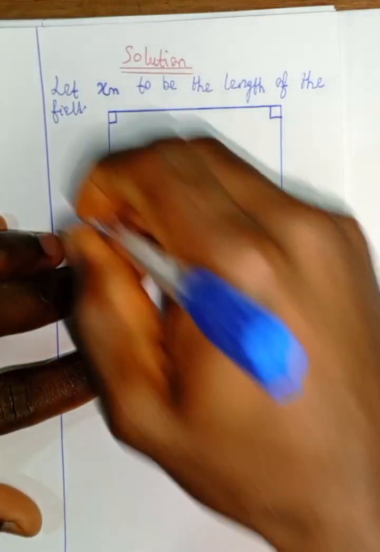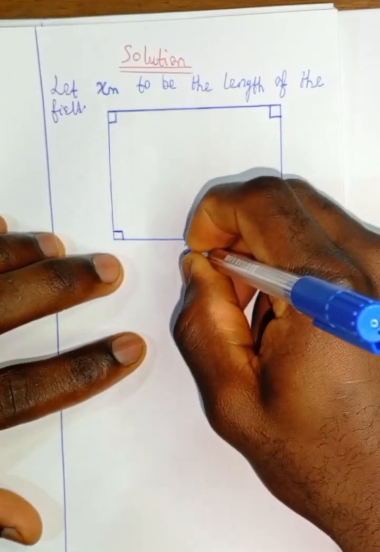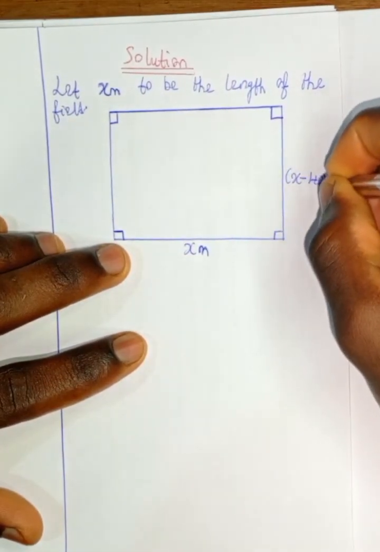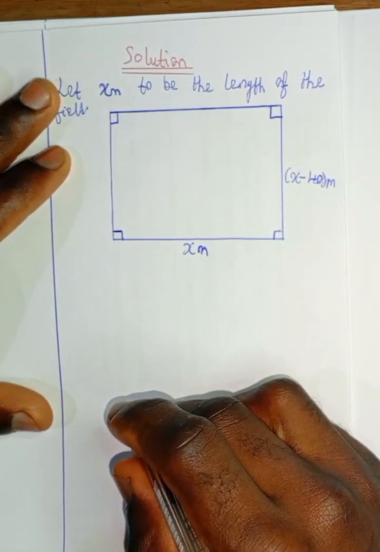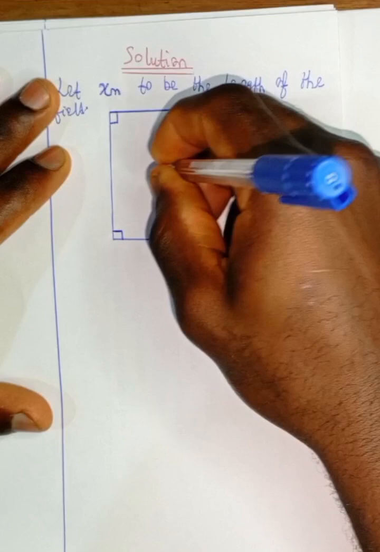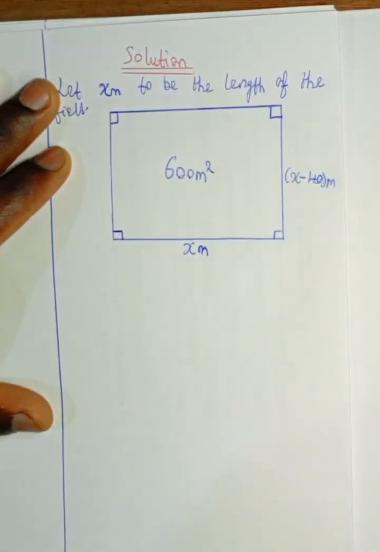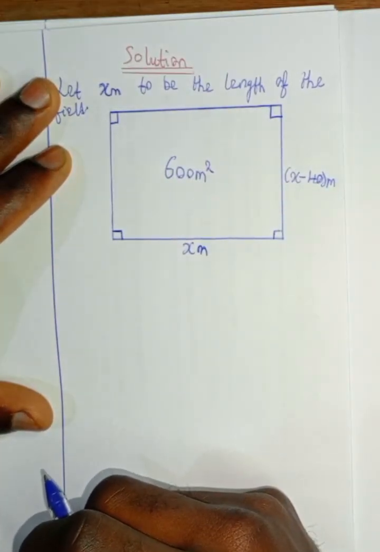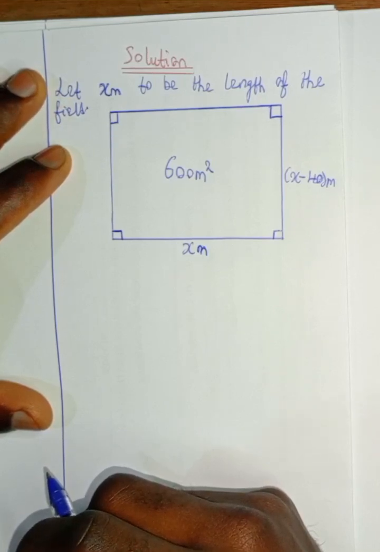If x meters is the length of the field, then we indicate it. This is x meters. Then the width of the field is x minus 40 meters. We have been told that the field is of area 600 meters squared. The total surface area of this field is 600 meters squared. Now, we are required to form an equation that can be solved to get the length and the width of this field.